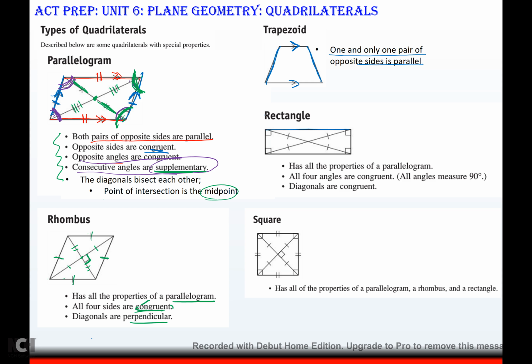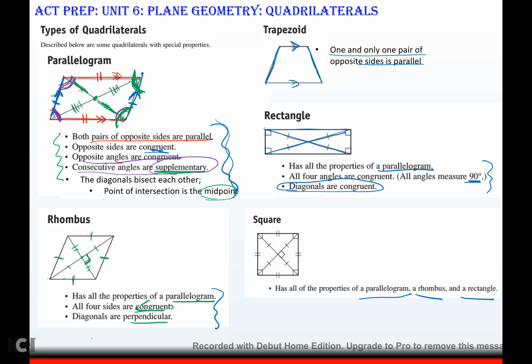A rectangle is 4 sides. Obviously, it's a quadrilateral. It has all of the properties of a parallelogram. So again, all of these things are true. But all 4 angles are congruent and measure exactly 90 degrees. And again, your diagonals are congruent. So this length is equal to this length. A square has all the properties of a parallelogram, so all of this is true. It has all the properties of a rhombus, so these are true.